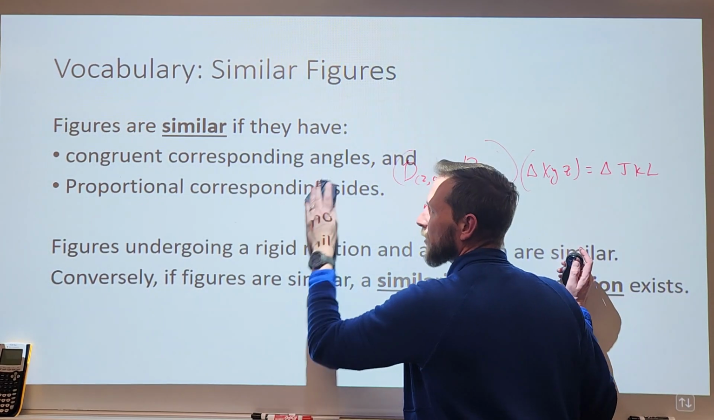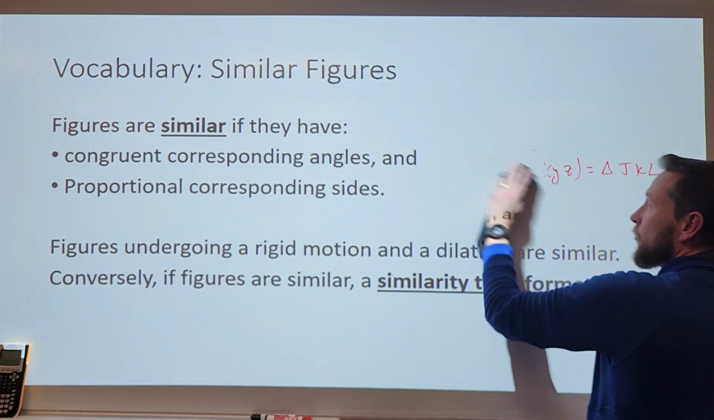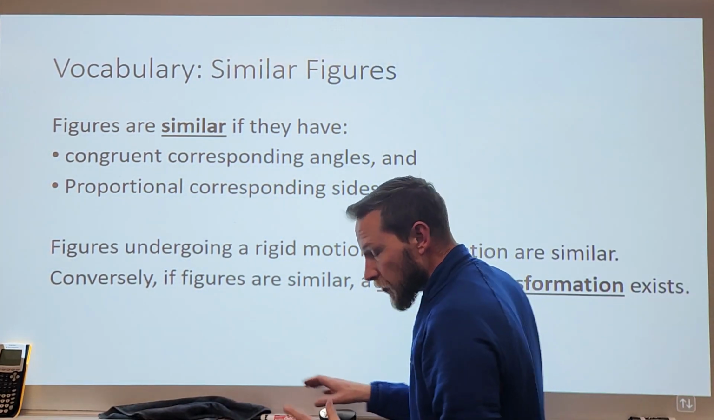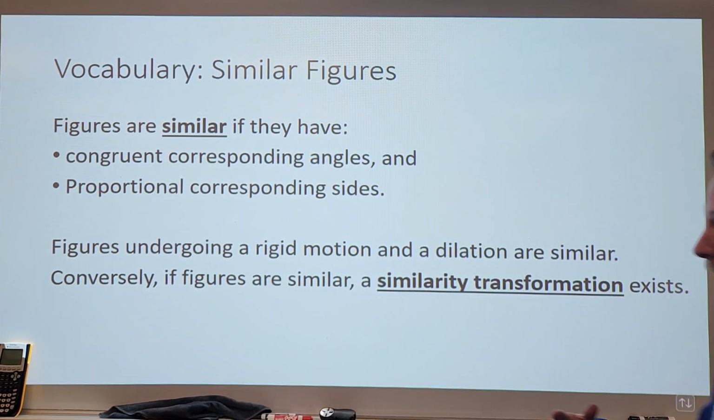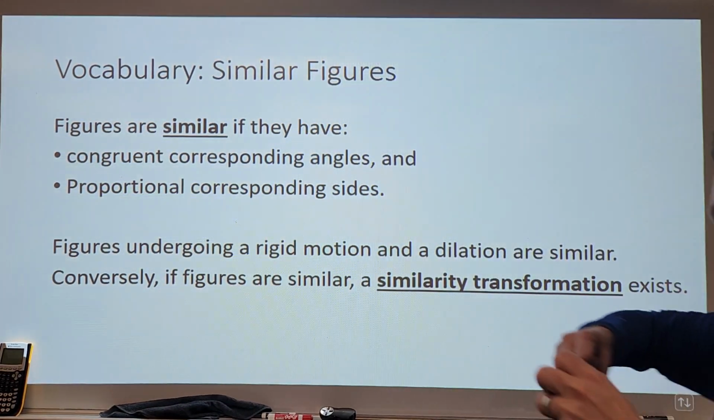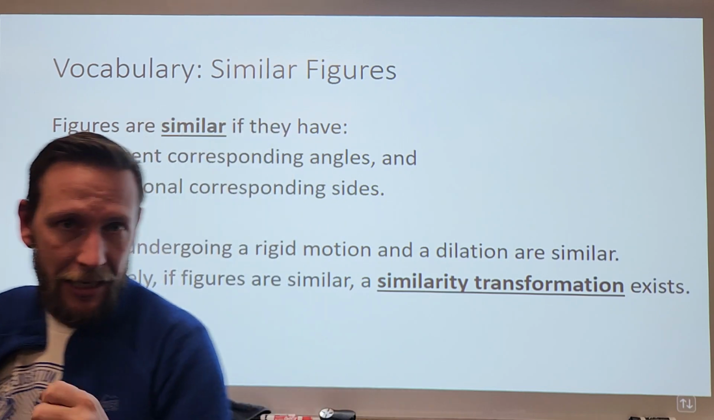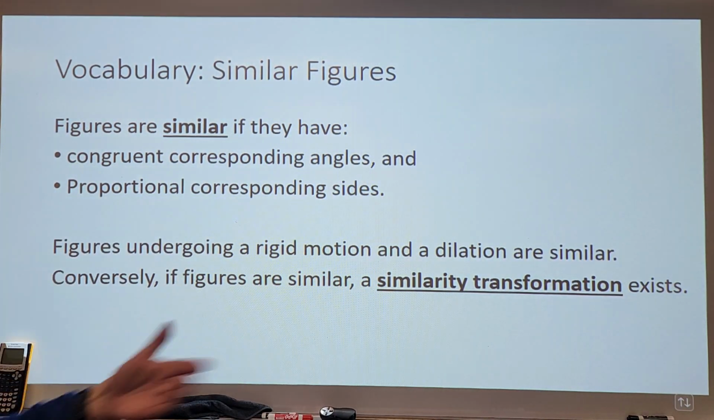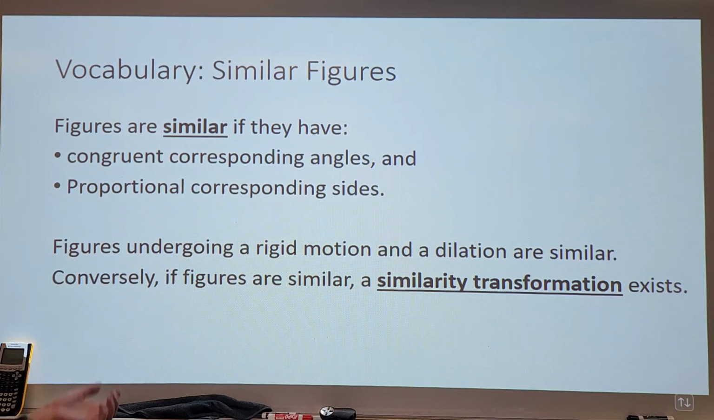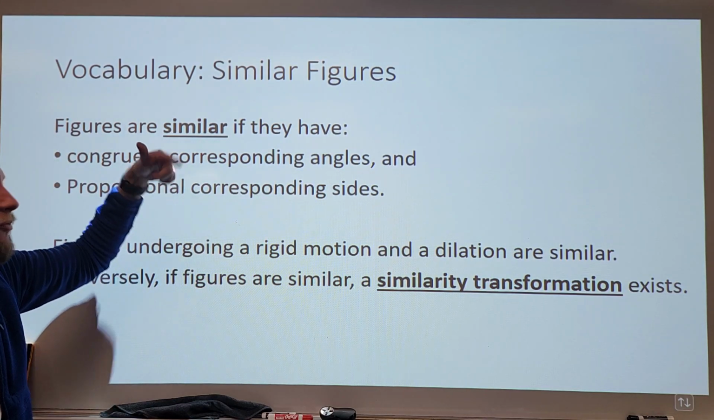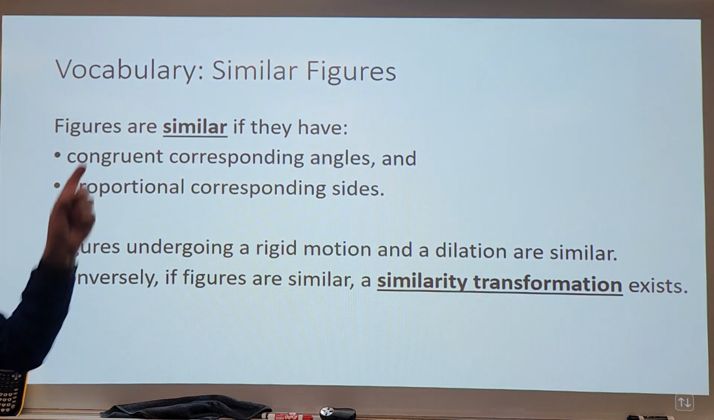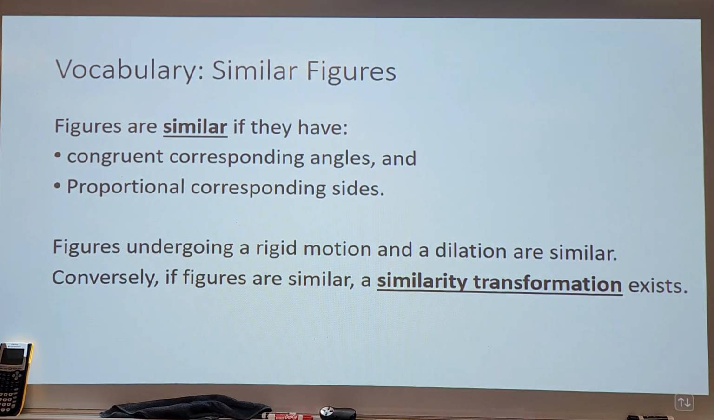All right, so similar figures. All of that, folks, is tying that work to chapter 3. From here on out in this chapter, we're going to focus on the algebraic, computational thinking with respect to similarity. All right, so I've used that word similar, basically saying, hey, these angles are congruent and these sides are proportional. And so I've been using that phrase, but we haven't really formally defined it. So, vocabulary, similar figures. Figures are similar if they have congruent corresponding angles and proportional corresponding sides.